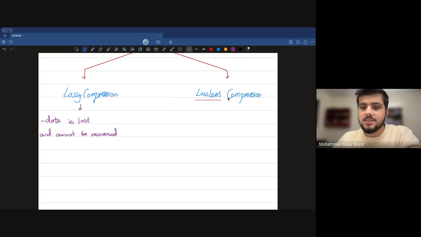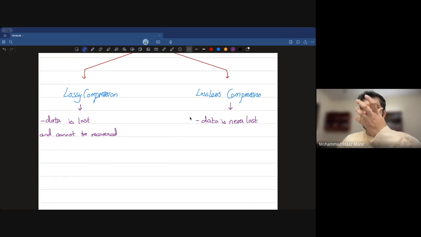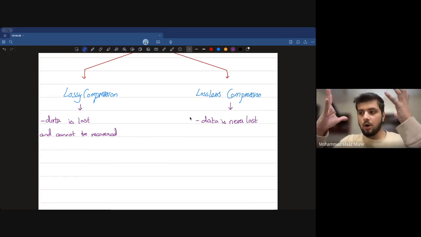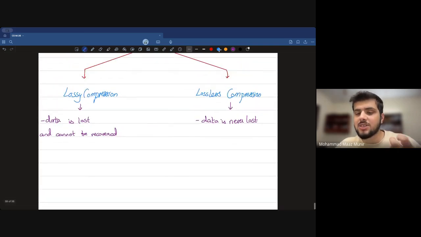And on the other side, we have lossless compression in which data is never lost. It's basically a model where, rather than having the data being lost, why not do something which can allow me to figure out what the data was, by summarizing it? Let's say, maybe create a cheat code.